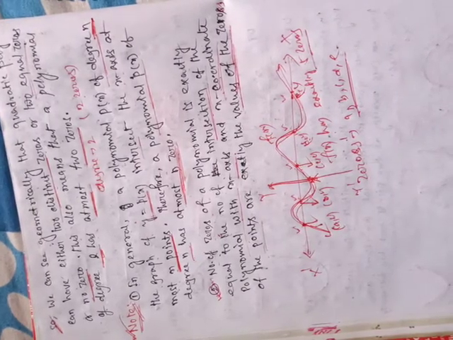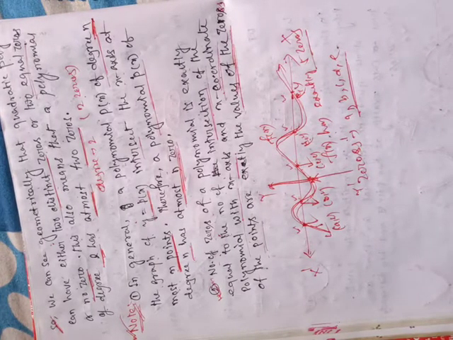So the geometrical view of the zeros of a polynomial is very important, because if you see the geometrical view of any polynomial, you can say directly how many zeros the polynomial has and what the exact values of the zeros are.